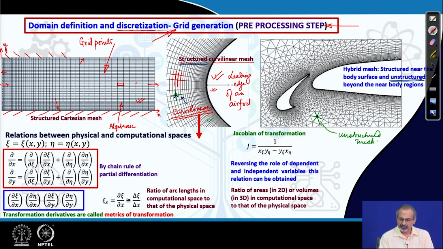So, here you have a purely structured mesh. Again, the mesh is very fine near to the boundary, and then the mesh becomes gradually coarse as you move away from the boundary. Why do we do these refinements? We do them because we want to capture the gradients of the flow field.